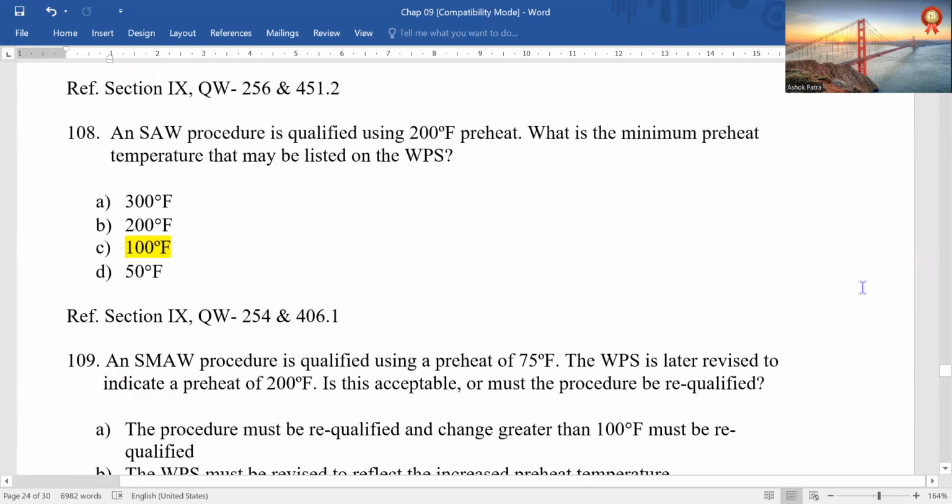An SAW process is qualified using 200 degrees Fahrenheit preheat. What is the minimum preheat temperature that may be listed on the WPS? 100 degrees Fahrenheit.